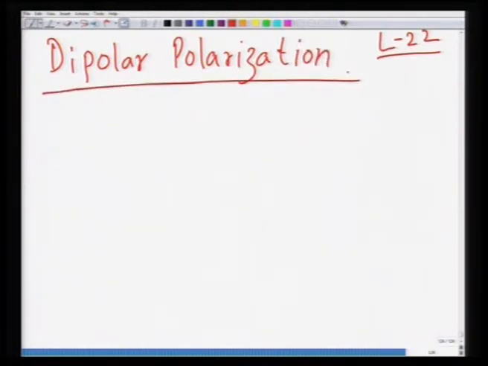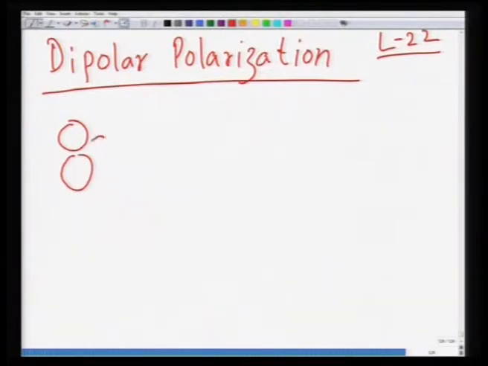Now, this dipolar polarization is rather different, because first of all, dipolar polarization occurs in solids which already have a permanent dipole moment. So, for instance, I am always taking this example of the water molecule, which is the simplest. This water molecule has a built-in dipole moment because of the asymmetry associated with the molecule. As a result, the vertical components cancel each other, the horizontal component survives. So, this has a permanent dipole moment.